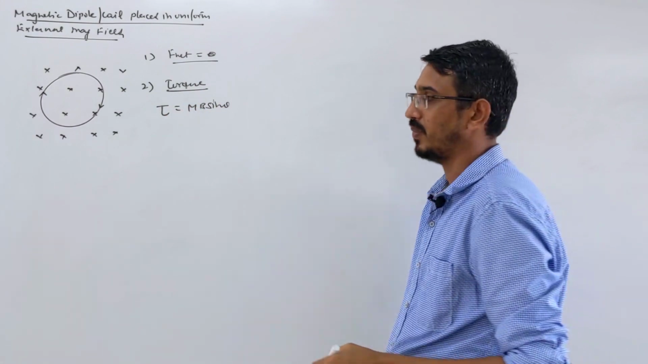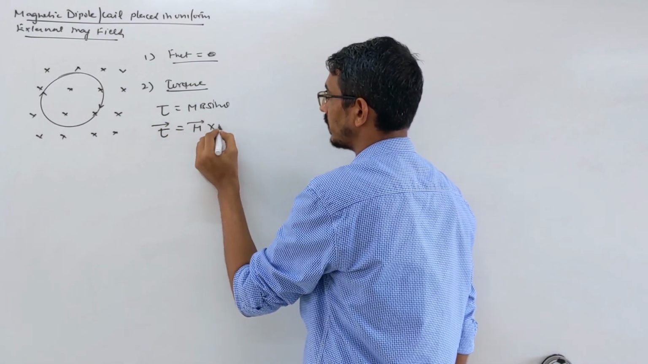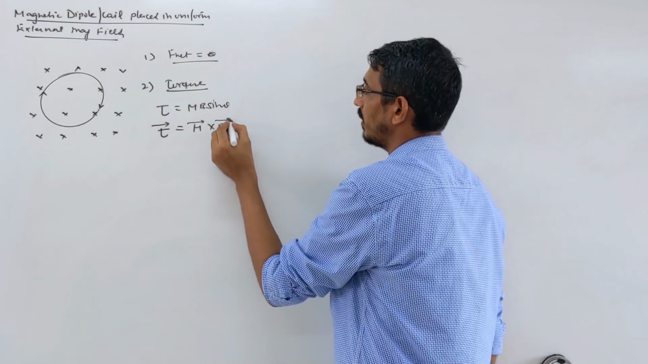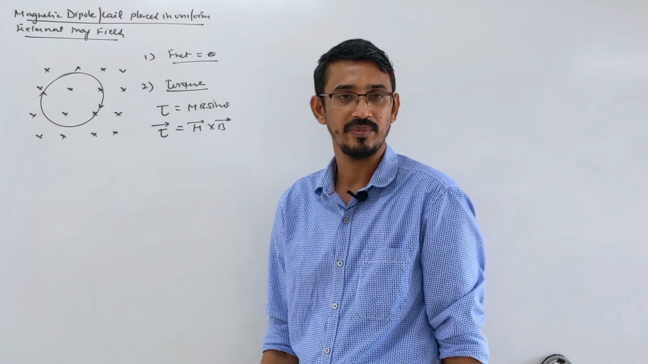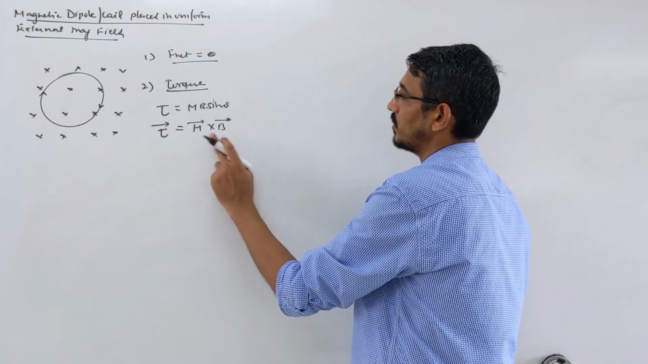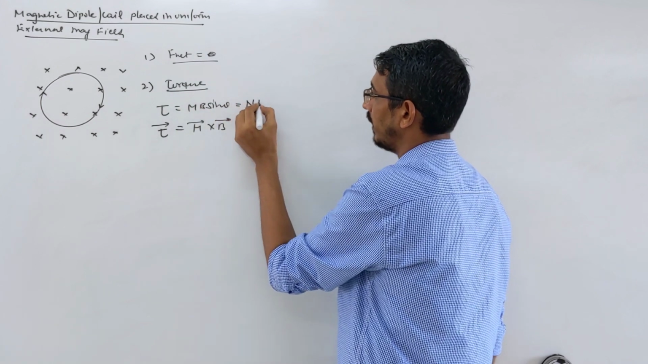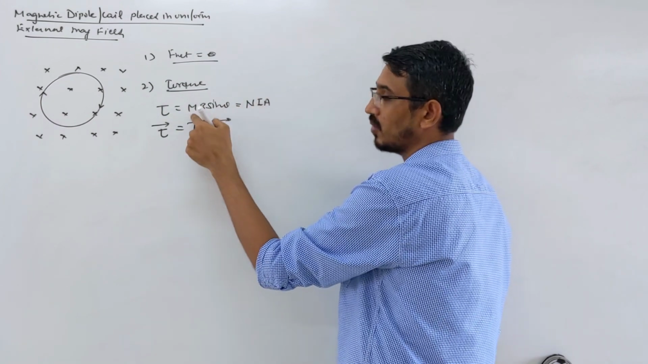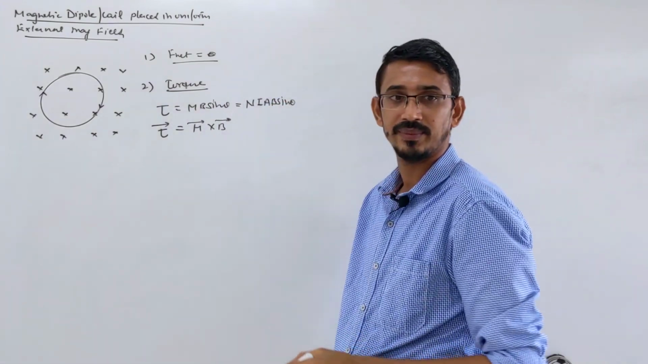What is torque? MB sin theta, or in vector form you can write the torque vector is equal to M cross B. This is the torque acting on a dipole or a coil simply. So in vector form M cross B, or in scalar form, M is what? NIA, correct? Current into area is called magnetic moment. So NIAB sin theta. You can write it like this also, right?